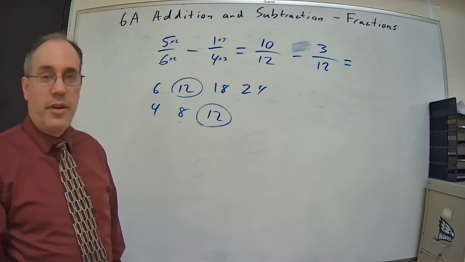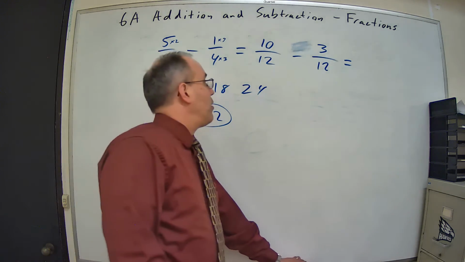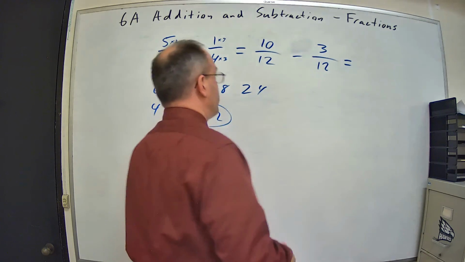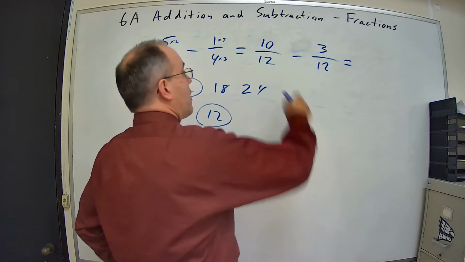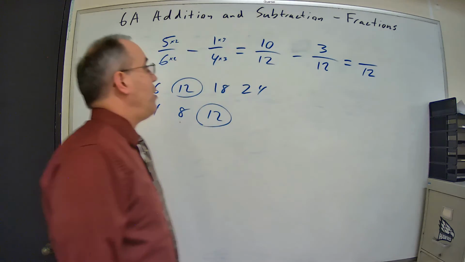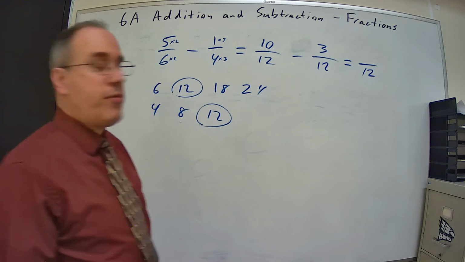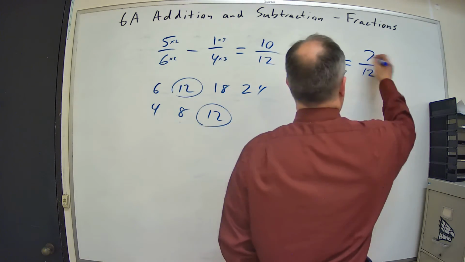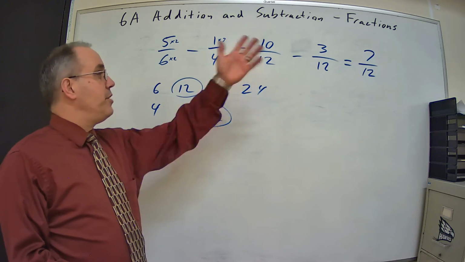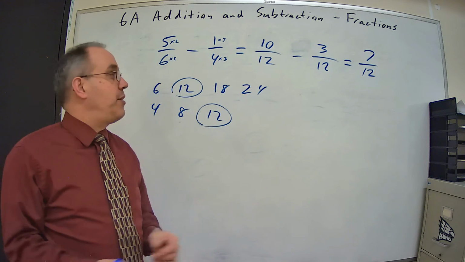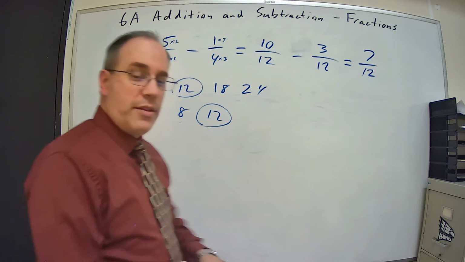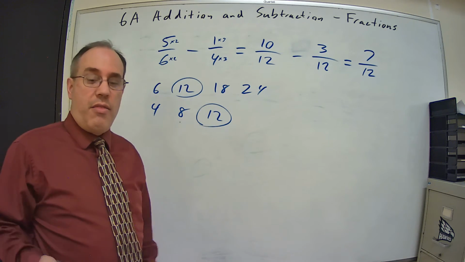Now I have a common denominator. 10/12 minus 3/12. 12 and 12, so the common denominator stays 12. 10 minus 3 is 7. So we have 7/12. Nothing to reduce. 7/12 doesn't reduce. So we're good. Let's try another one. You see, this isn't that bad.